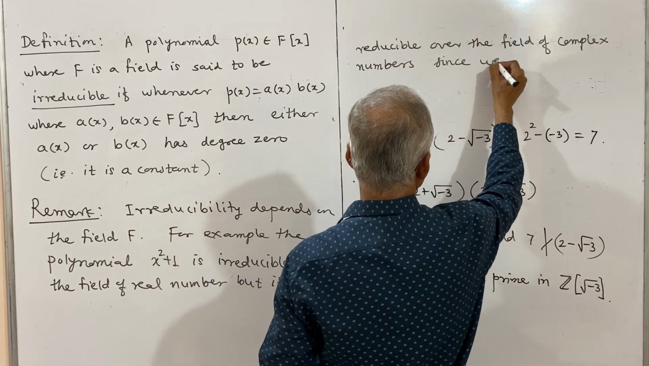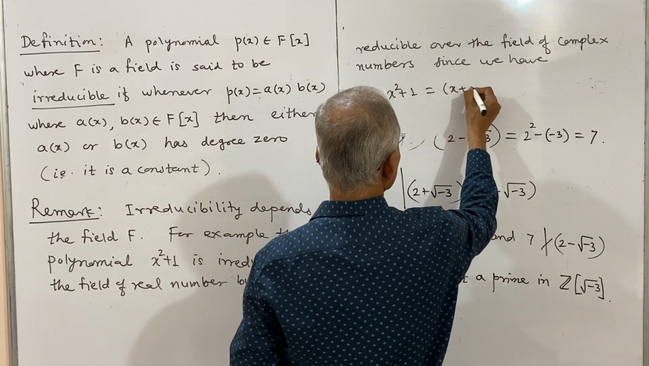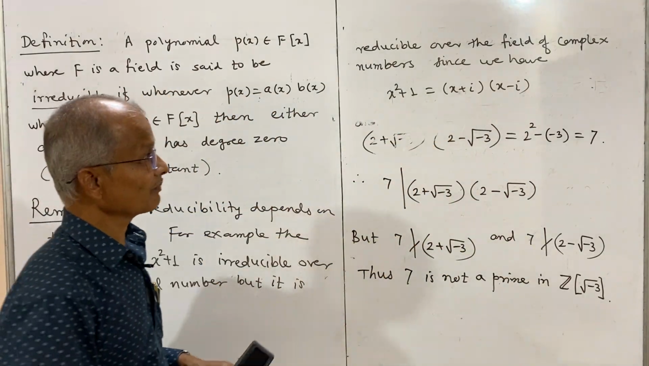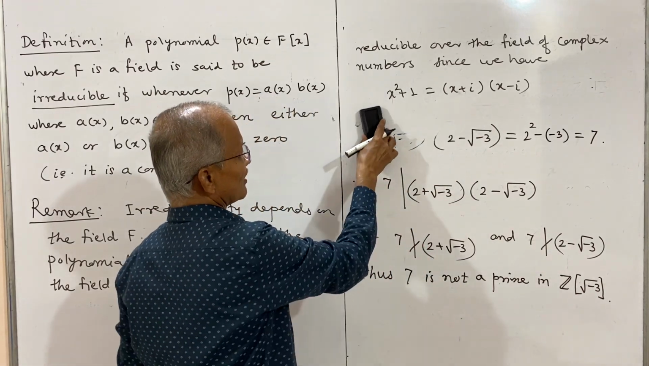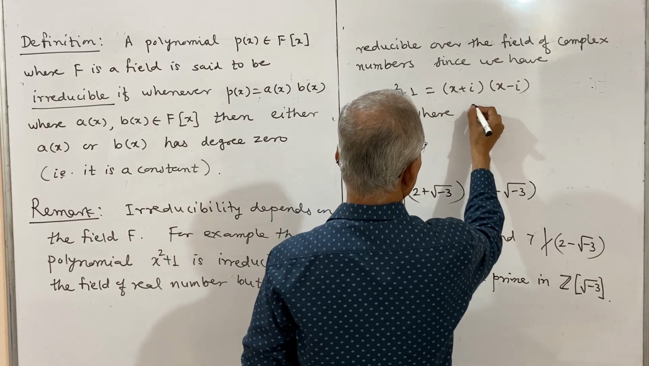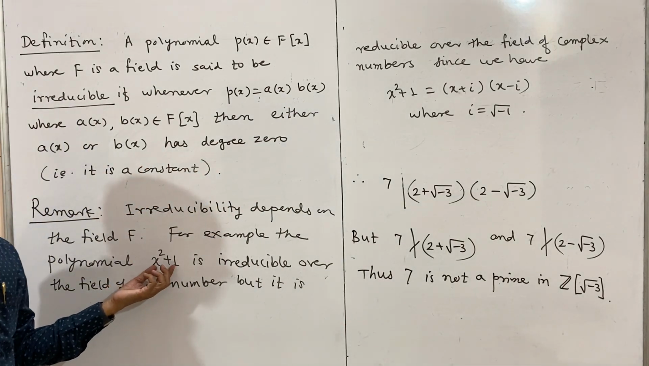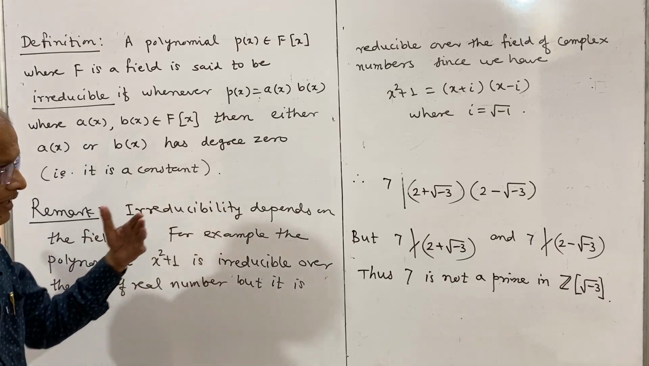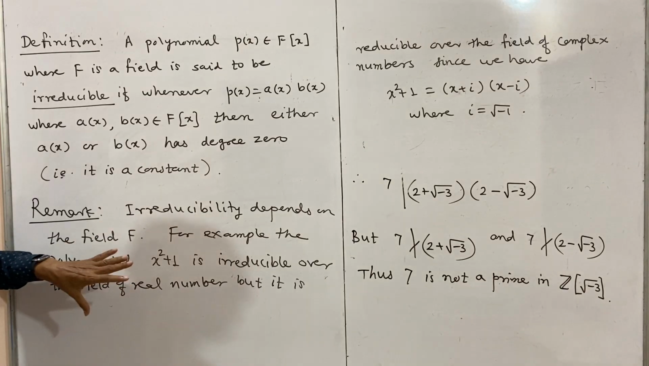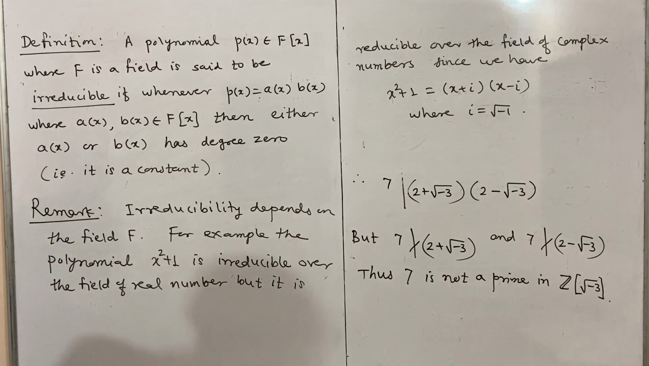Since we can write x square plus 1 is equal to x plus i into x minus i. These are the factors possible in the field of complex numbers, where i is under root of minus 1, the imaginary number. But we cannot factorize this x square plus 1 in real numbers, and we can factorize it in this form. So irreducibility depends on the field under consideration. So this is the meaning of irreducible polynomial.